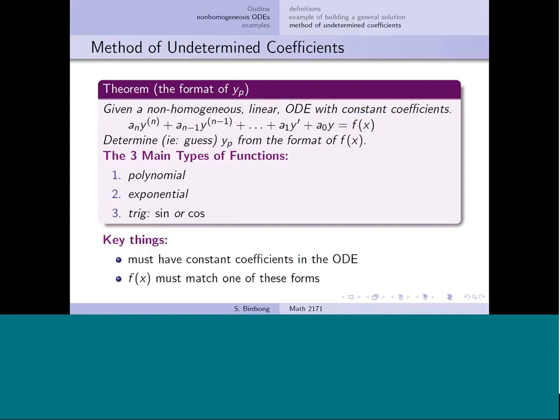So key things to remember, you got to have your constant coefficients, and your non-homogeneous part of the differential equation has to match one of those three formats: polynomial, exponential, or some sort of trig. And please note, this trig is either sine or cosine. It does not include the other trig functions like tangent, secant, cosecant, cotangent, arctangent. Those guys are no-go. It's just sine or cosine. All right, so this tells you types of functions. Still hasn't gotten us to the nitty-gritty details, so here's the actual details.